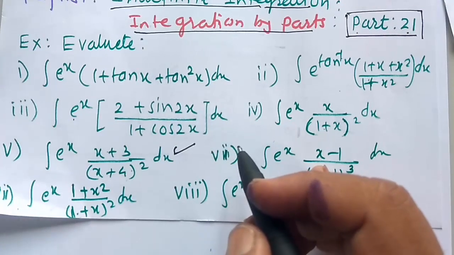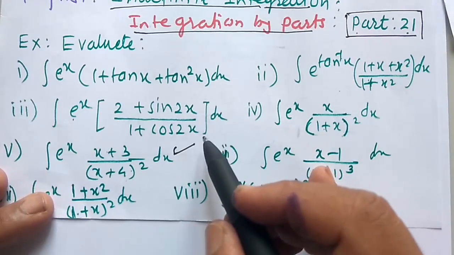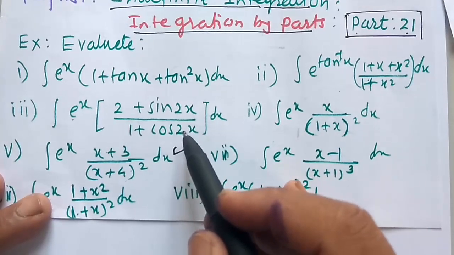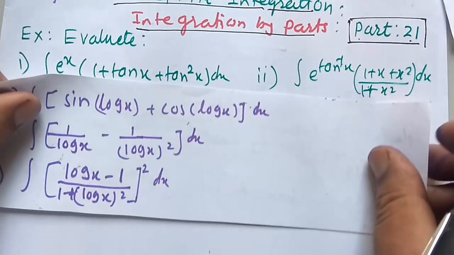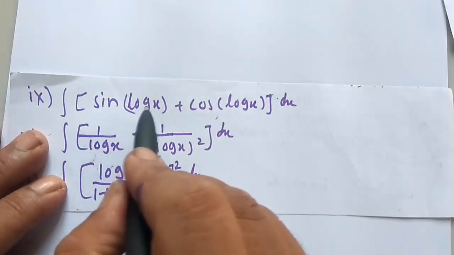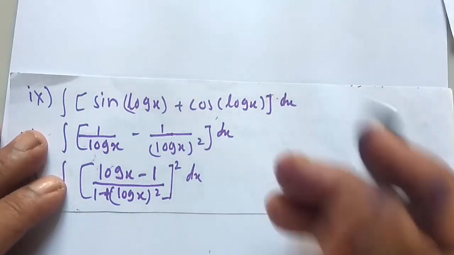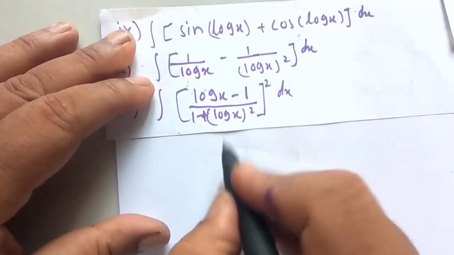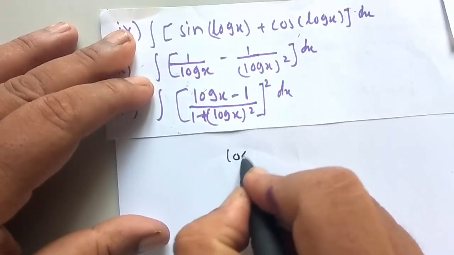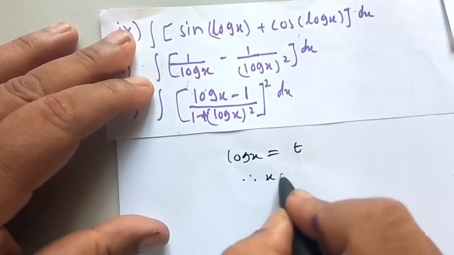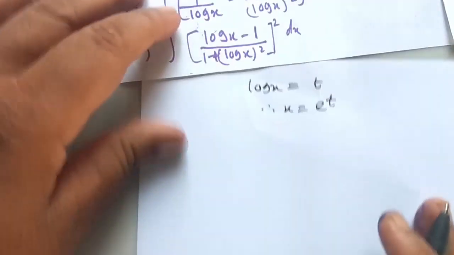There are also some more examples. Here we need to use the appropriate substitution method. See, these are this type of examples. In the first, integration of sine of log x plus cos of log x. Here we have to use log x is equal to t. Therefore, x is equal to e raised to t.